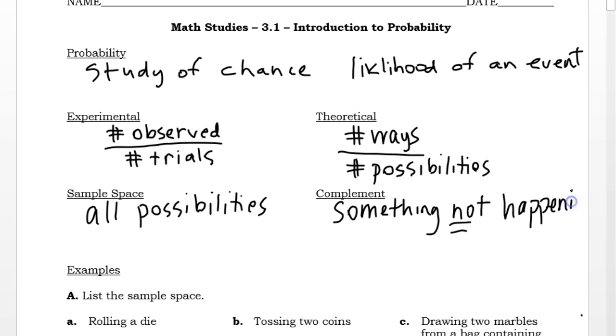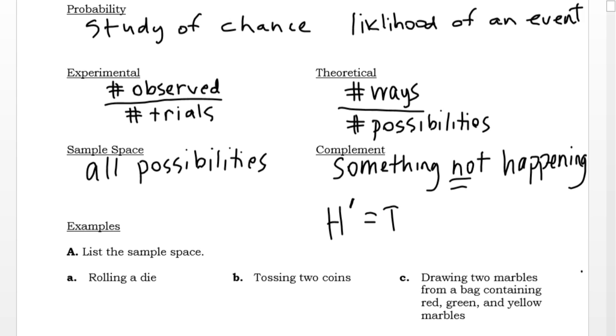By that, I mean the complement of heads is tails. Because if you get heads, you get heads. If you don't get heads, you get tails. So it's kind of like the opposite, something not happening. We use a little slash line, like an apostrophe almost, to represent complement. So the complement of heads would be tails.